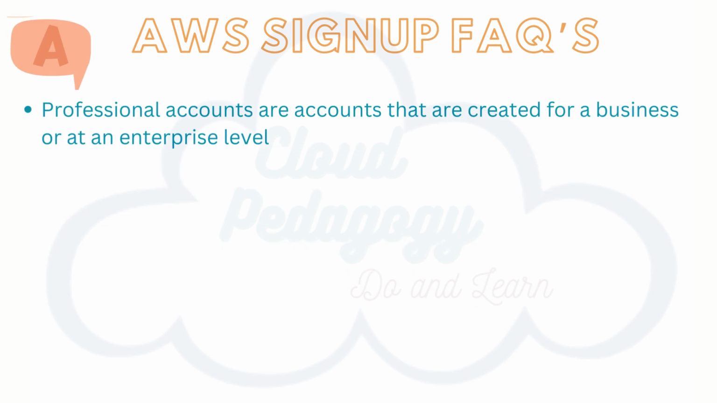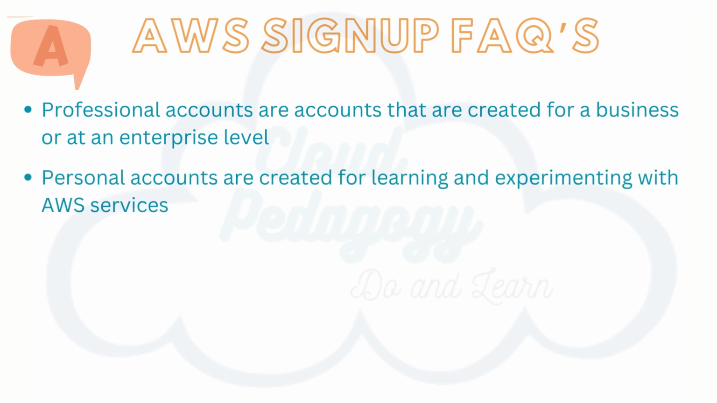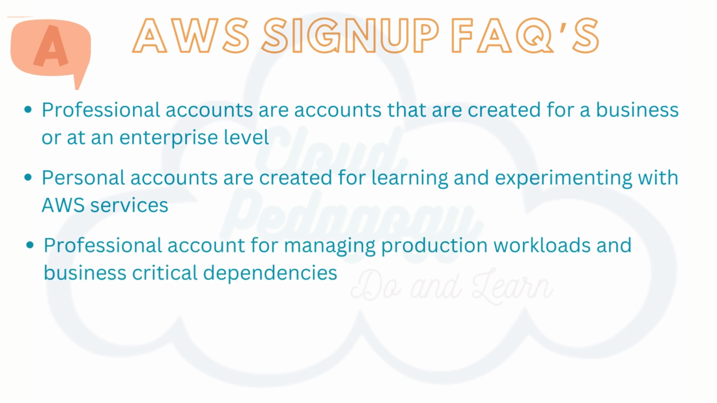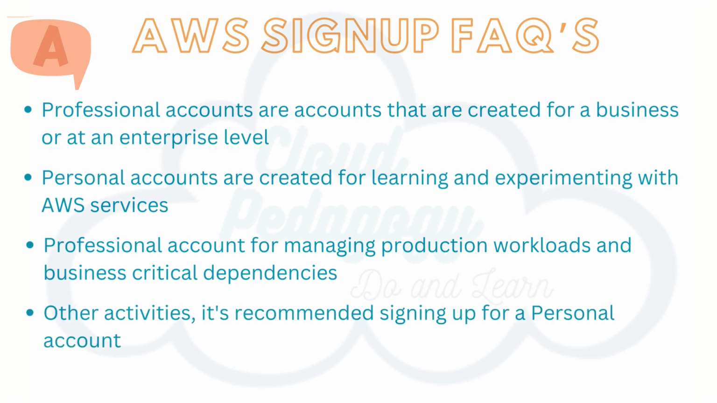Professional accounts are accounts that are created for a business or at an enterprise level, whereas personal accounts are created for learning and experimenting with AWS services. AWS recommends opting in for a professional account for managing production workloads and business critical dependencies. For all other activities, it is recommended signing up for a personal account.